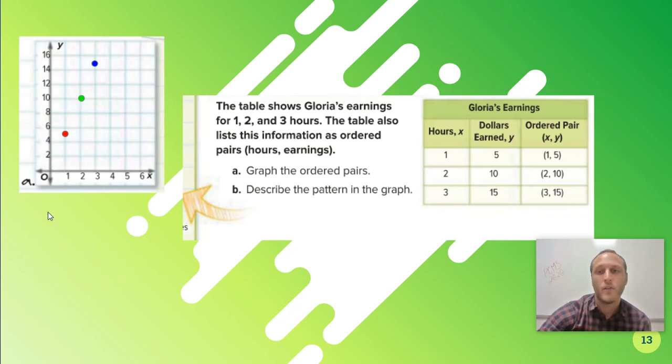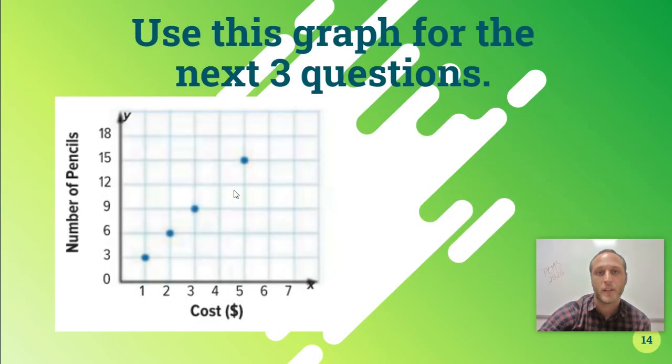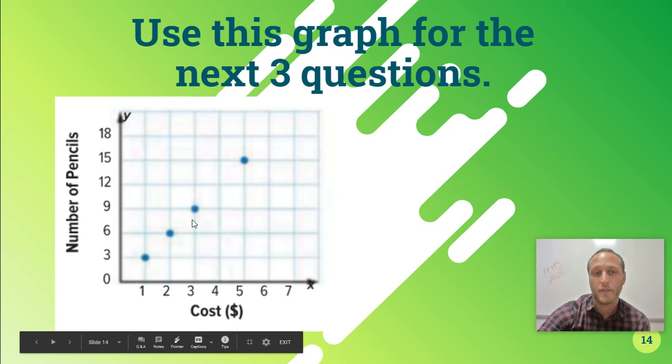So if I were to go over 1, 5, I would go over 1, up 5, boom, there's my red point. And then if I were to look at 2, 10, I would go over 2 and then up 10, which is our green dot. And then finally, if I'm going over 3 and then up 15, boom, that's our blue dot, because I know 15 is exactly between 14 and 16. Okay, for the next 3 questions you're going to get, I want you to use this graph right here.